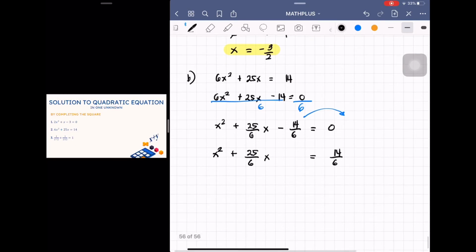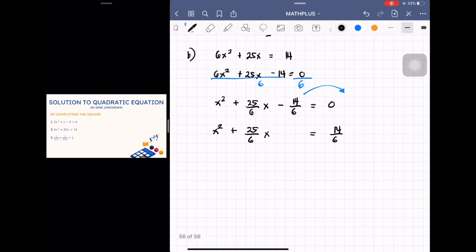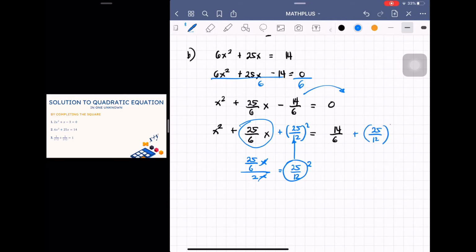Then we have to divide the middle term by 2x, just like what we did previously. So if I divide 25 over 6x by 2x, that will create 25 over 12. Square this and put it as my third term to make the left side a perfect square trinomial. So that means I have to add here 25 over 12 quantity squared.